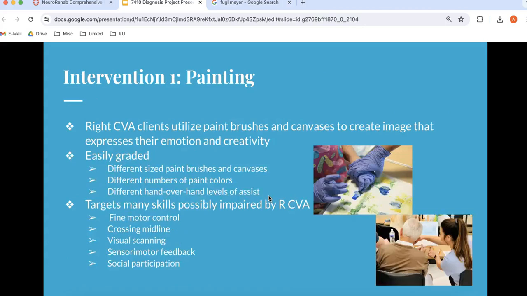Our first intervention is painting. Right CVA clients will utilize paintbrushes and canvases to create images that express their emotions and use their creativity. This intervention can be easily graded, like using different size paintbrushes or canvases, different numbers of paint colors, and different hand-over-hand levels of assist. And this intervention targets many skills that can possibly be impaired by a right CVA, which include fine motor control, crossing midline, visual scanning, sensorimotor feedback, and social participation.